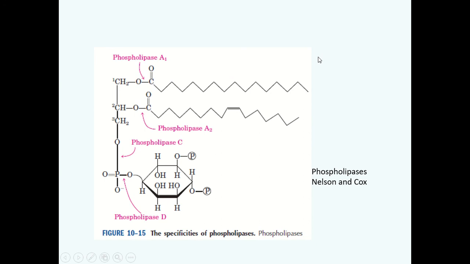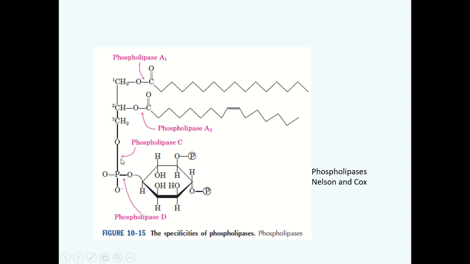The enzymes which carry out the breakdown of phospholipids are called phospholipases. There are several different types of phospholipases depending upon the site of action on which they carry out the breakdown of phospholipids. Phospholipases A1 are those which carry out the hydrolysis of the ester bond between carbon 1 of glycerol and the fatty acid. Phospholipase A2 are those enzymes which carry out the hydrolysis of the ester bond attached to carbon number 2.